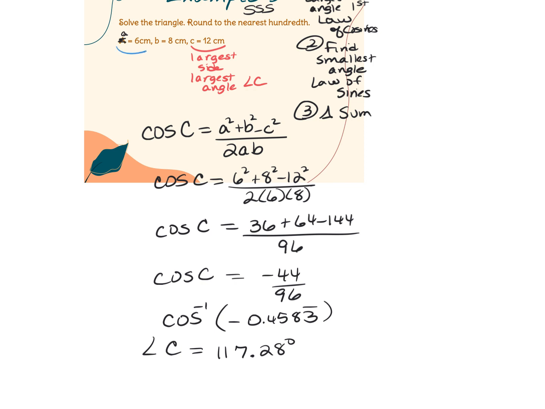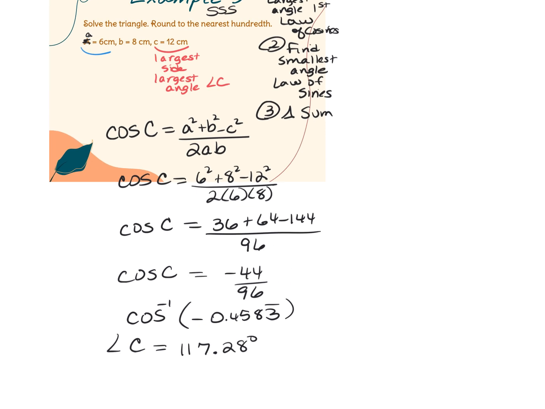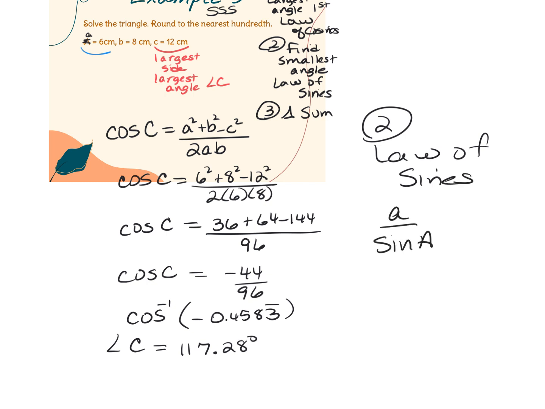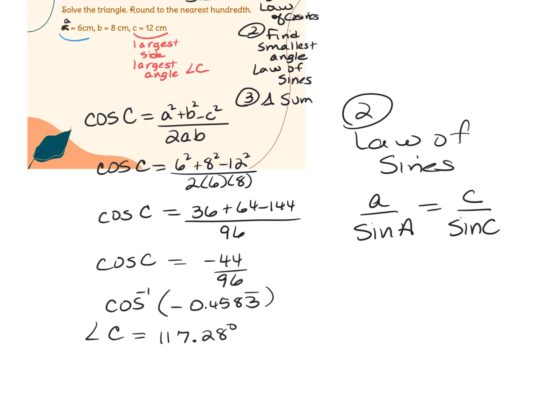the 6. So I'm gonna find my smallest side, which is gonna be A. So I'm gonna be doing law of sines, so step 2, law of sines now. I'm gonna find the smallest, which is A over the sine of A is equal to C over the sine of C. So A is 6. I don't know angle A. I know side length C is 12, and I just found angle C, so sine of 117.28.